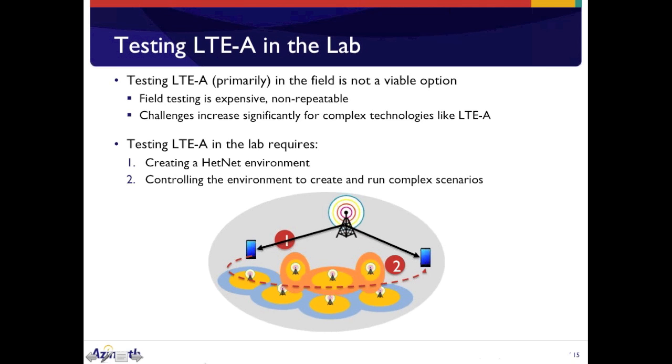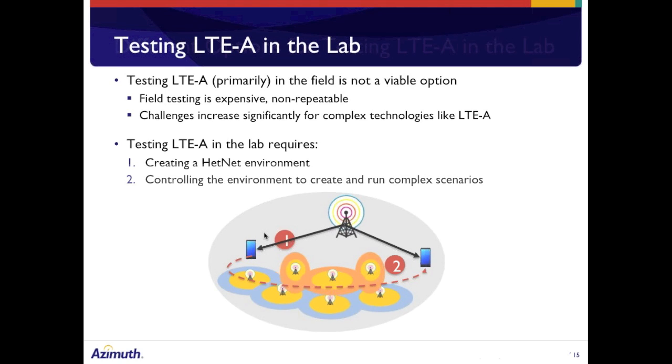Once I create the HetNet environment, the fun does not stop. Creating it is just the first piece. The second piece is, if I want to simulate mobility, say I'm a user at home, and from home I go out to a Starbucks, and from the Starbucks I go to a shopping mall, how do I recreate this entire environment? So you have to create the HetNet environment, and once you create it, you need to control it so that you are able to test the different scenarios that are relevant for these algorithms.